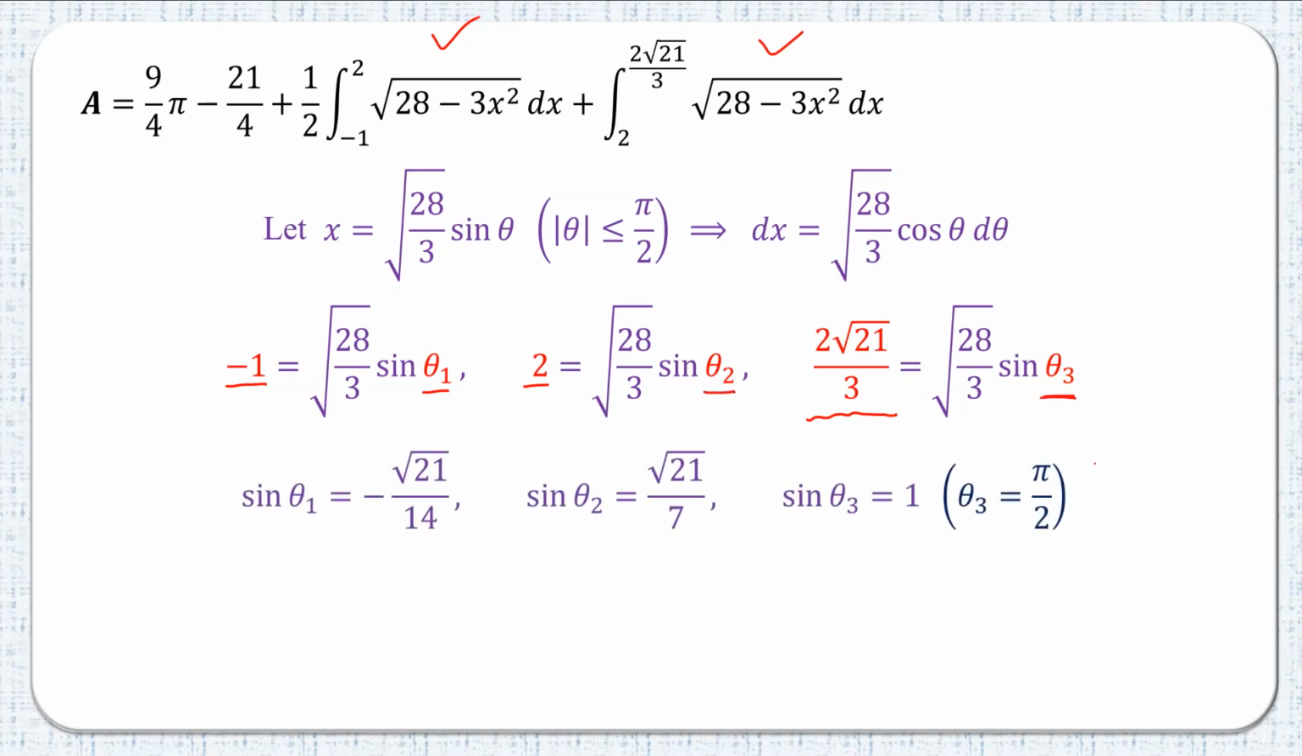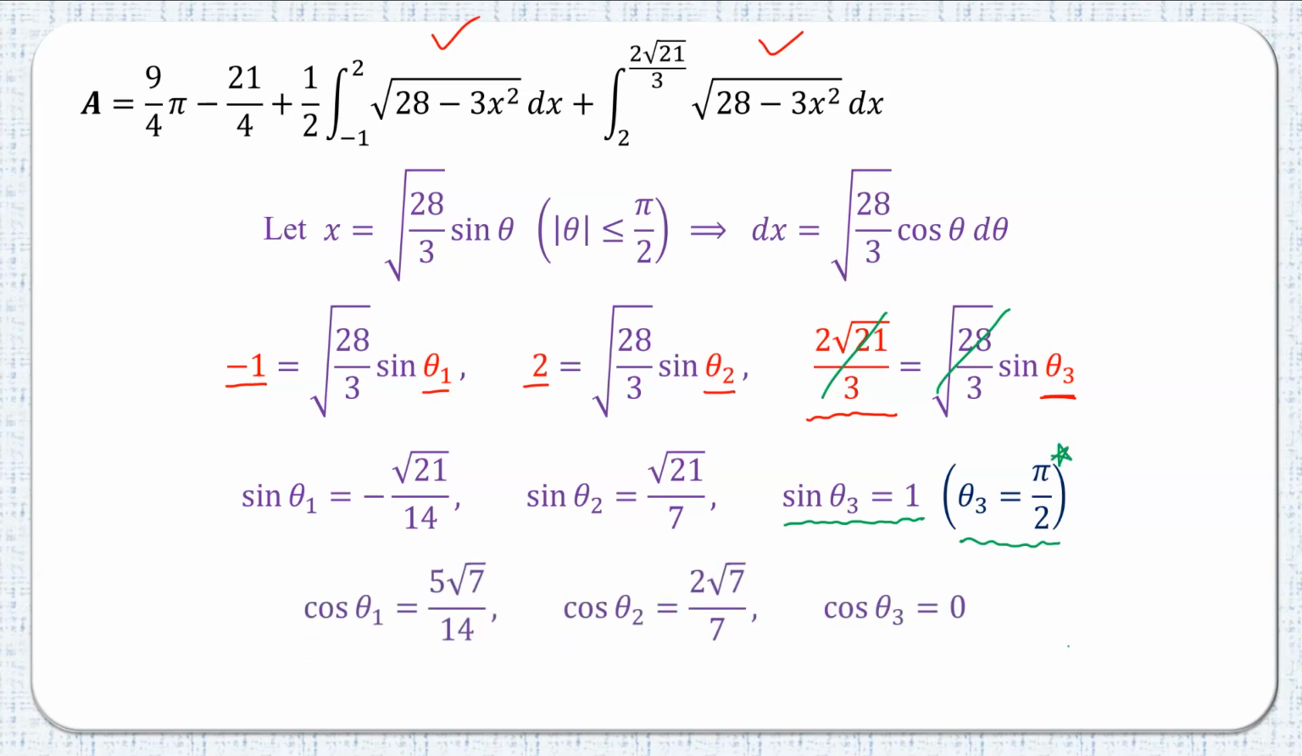Then we have these sine values. As you can see, sine theta 3 equals 1, because this and this are equal. This means theta 3 equals pi over 2. And let's also compute their cosine values as well, since we are going to need them later.